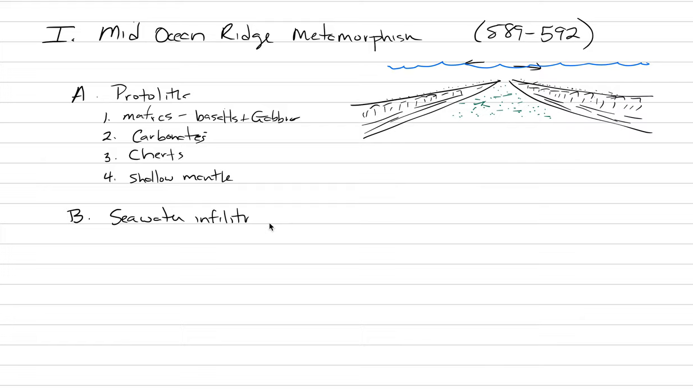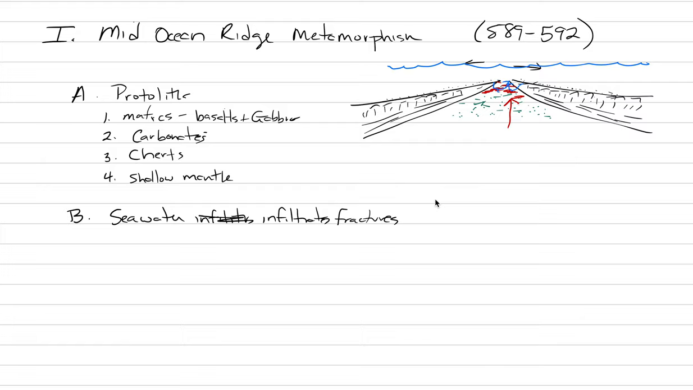infiltrates fractures. And then it gets heated. And what does it get heated by? Well, it gets heated by the mantle, which here is upwelling and hot, but then also there's magmas that are residing shallowly. So this water comes down through fractures and gets heated up. And it heats up, it really starts to be highly corrosive.